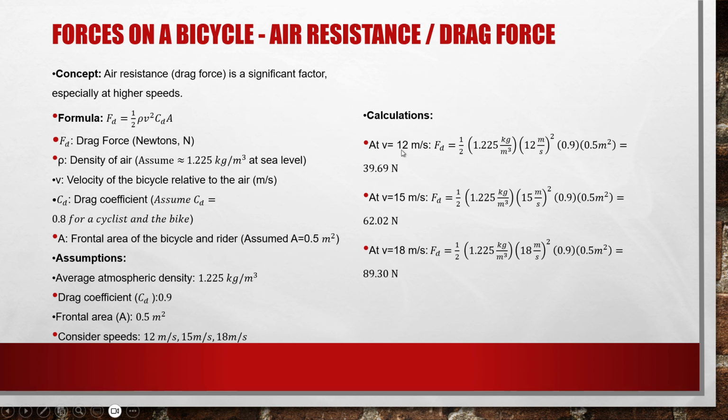At velocity equals 12 meters per second, we get 39.69 newtons. At velocity equals 15 meters per second, we get 62.02 newtons. At velocity equals 18 meters per second, we get 89.30 newtons. So these are example calculations.